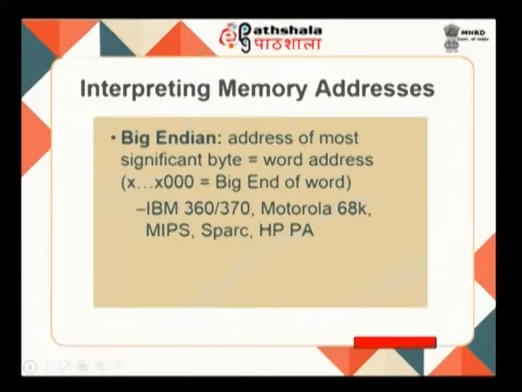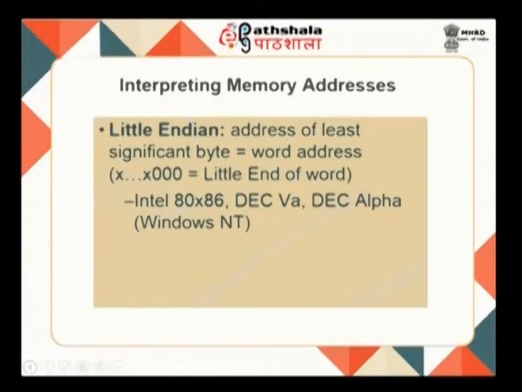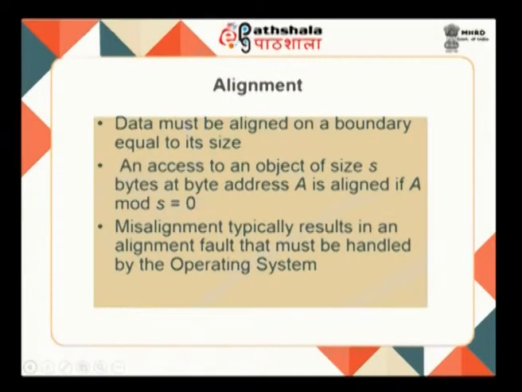So, that distinguishes between a big endian arrangement and a little endian arrangement. When you look at the big endian arrangement, the address of the most significant byte is the word address, which is followed in your IBM 360/370, Motorola series, the SPARC and the HPPA architectures. If you do it the other way round, if the address of the least significant byte is the word address, then it is called the little endian arrangement, which is followed on all the Intel processors.